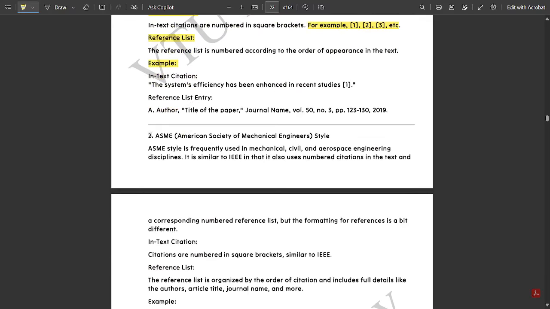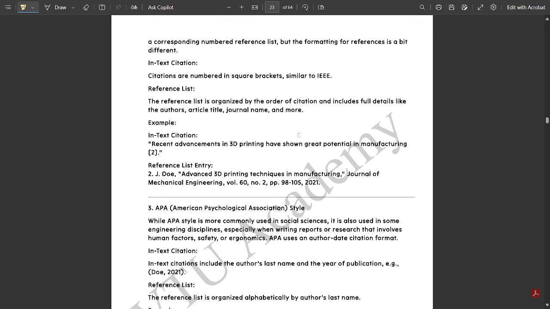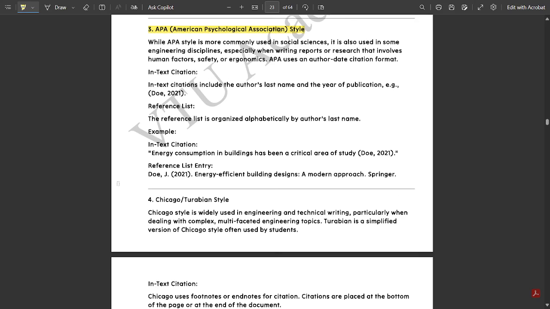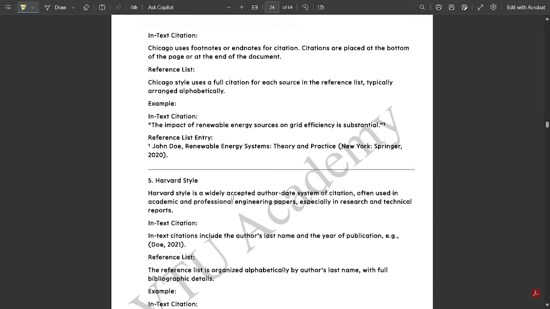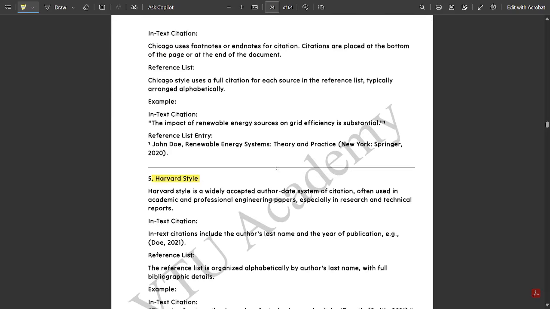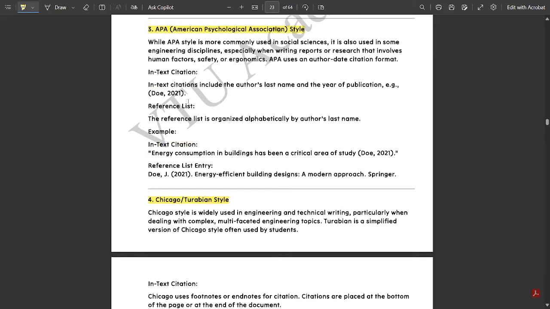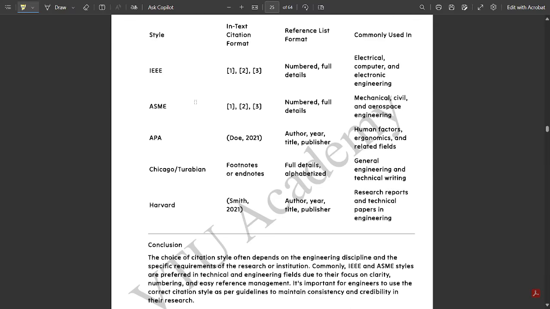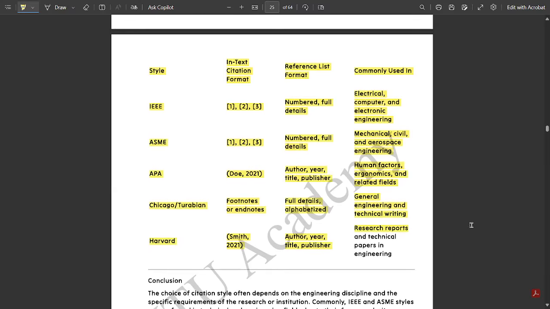Similarly we have the ASME format. Go through how it is written. Then the APA format, Chicago Turabian style, and Harvard style. One by one, they have mentioned it here along with a reference list and one example. Please go through it, guys. Very, very important. If you write any three of them, it is well and good to score marks. This is the brief description for all five formats, five styles.